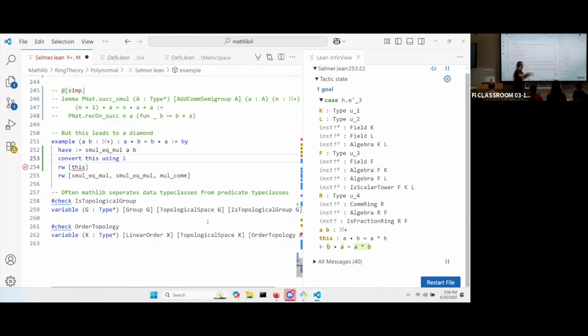But now on top of that, we're just slapping on things saying they're compatible. And this is a nice type class. It just has a predicate, no diamonds. So this is the preferred way of doing things in Mathlib. It means it's not exactly what you expect, but yeah.